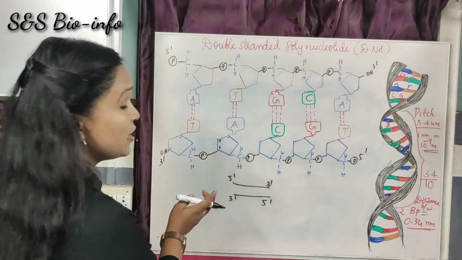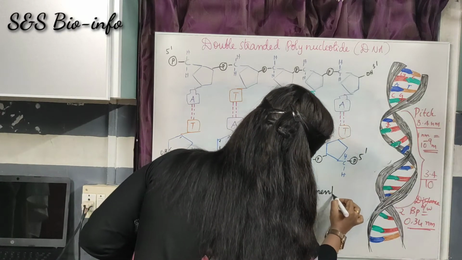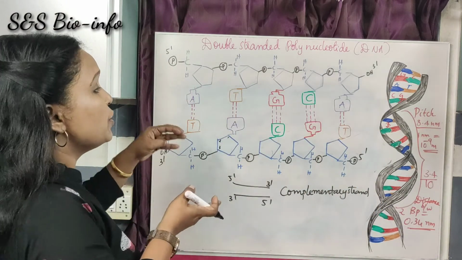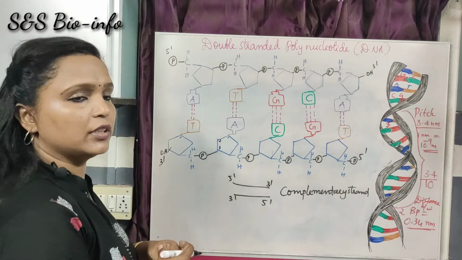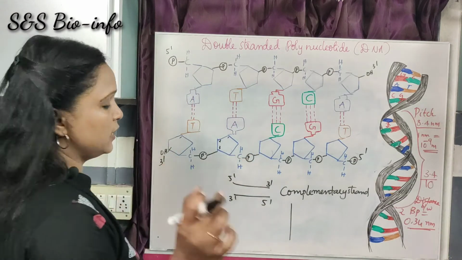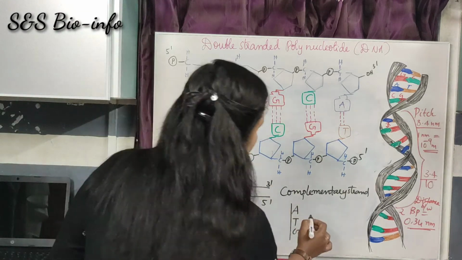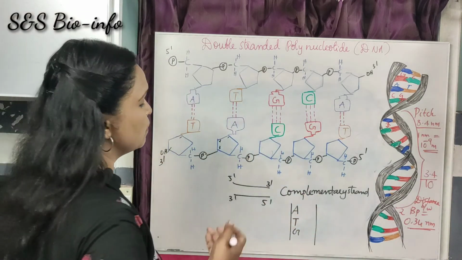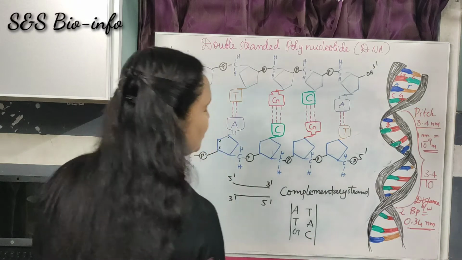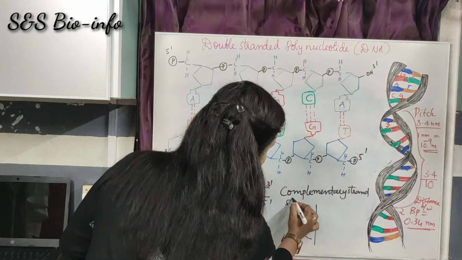The next strand is called the complementary strand. These two strands are complementary to each other. That means if we get the nitrogen bases of any strand, like adenine, thymine, guanine, we can easily write its complementary bases based on the base pairing rules: adenine to thymine, thymine to adenine, guanine to cytosine, so both strands are complementary to each other.